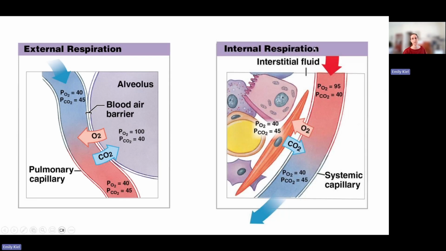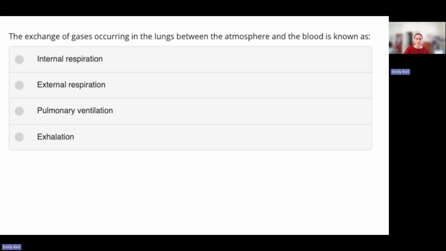So know the difference between these two, where they happen, what's moving where, and what that means about the partial pressures. I don't want you to remember the numbers, but I want you to be able to express that the blood coming in for internal respiration has a higher partial pressure than the interstitial fluid, and that's why the oxygen moves out of that capillary. That's the kind of thing we want to remember. So question here for you, take a minute to read and pause the video if you need to.